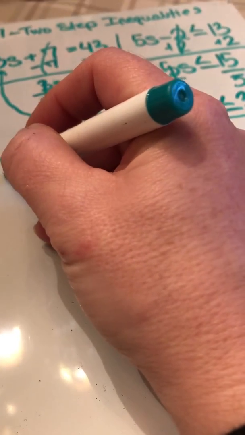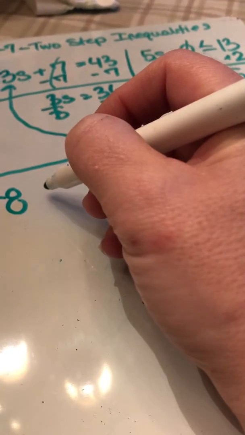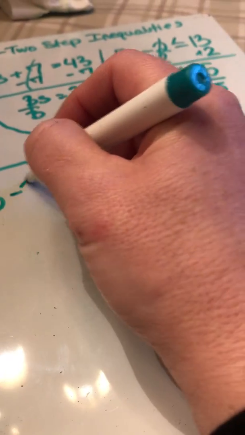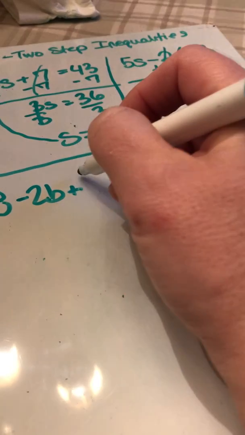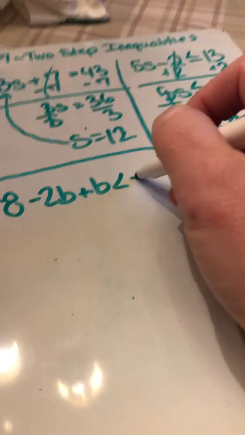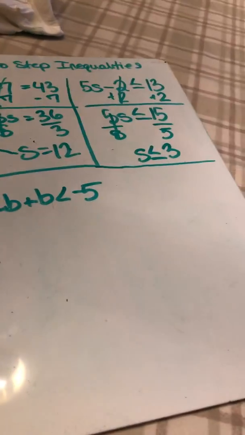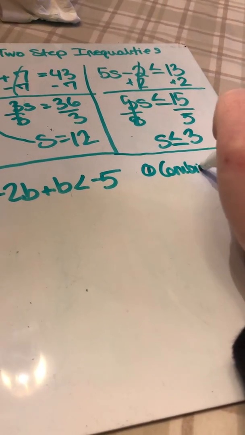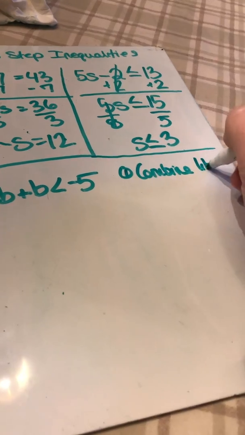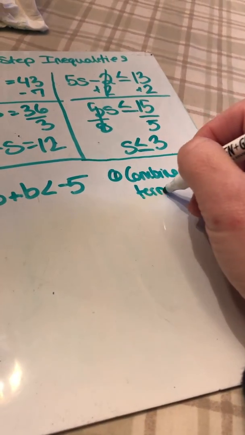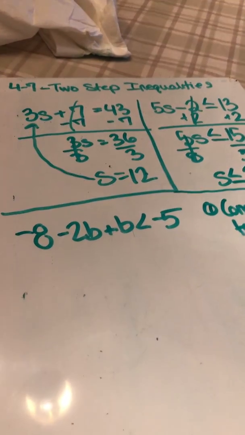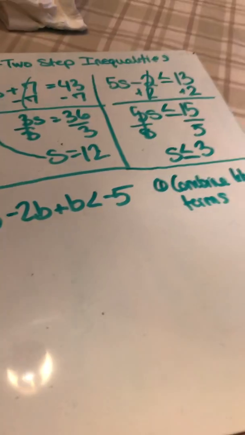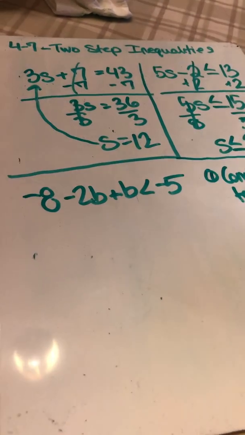And we'll then write down our steps of what we're supposed to do. Negative 8 minus 2b plus b is less than negative 5. Okay, so our first step always is you need to combine like terms on each side of the inequality. Oddly enough, this is not really a step. The steps are the two steps that you have to do to each side of the equation. So the first thing we're doing is going to combine like terms.